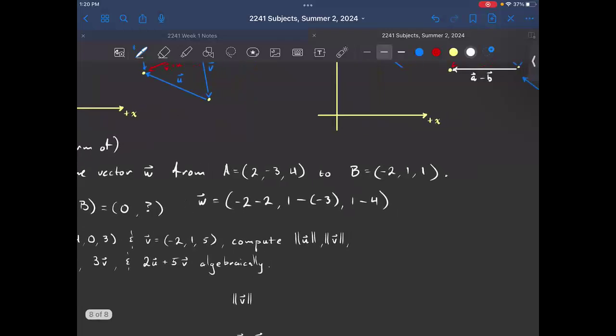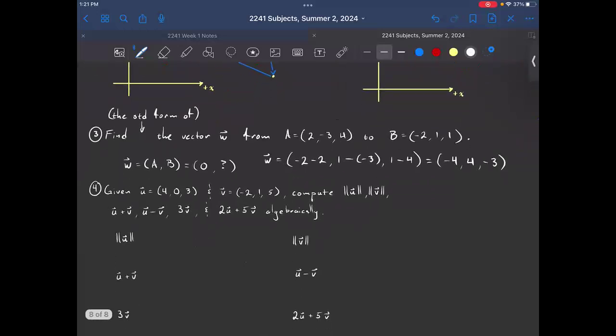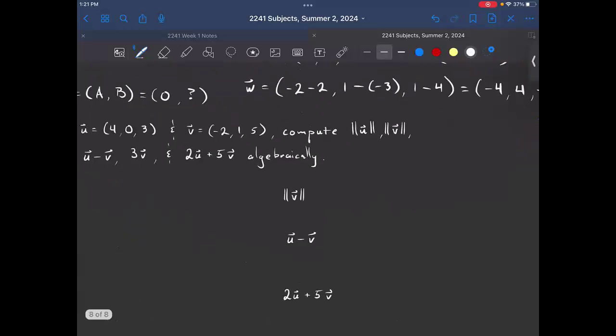And if we go ahead and compute those, we'll get our standard coordinates for w. Those are going to be minus 4, 1 plus 3 is positive 4, and 1 minus 4 is negative 3. Okay, so there is w. Pretty straightforward, but we want to make sure that we are getting comfortable with these ideas.